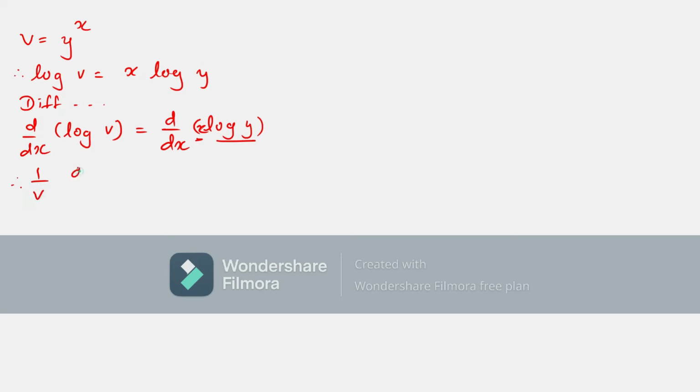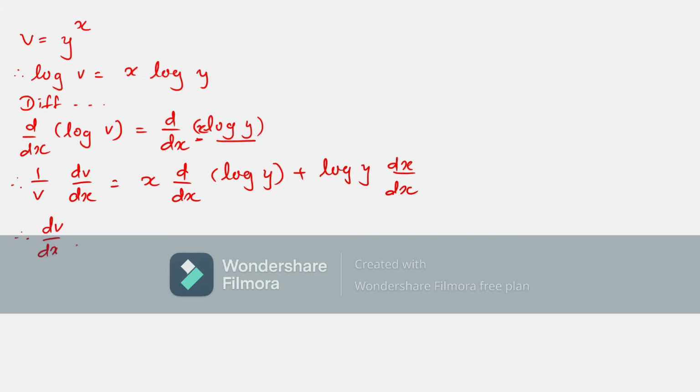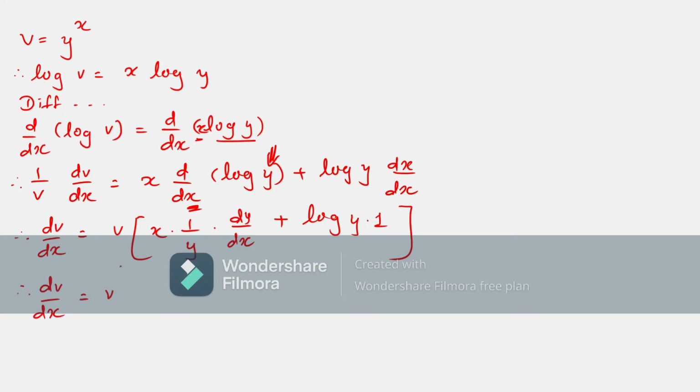On the left, log v gives 1 by v and dv by dx as it is. On the right, first quantity as it is, differentiation of second quantity, plus second quantity as it is, differentiation of first quantity. dv by dx as it is, v will be multiplied to that side, x as it is, the differentiation of log y is 1 by y, but the product rule should be applied, so dy by dx, since we are differentiating with respect to x and this is y, that is why dy by dx is required. Log y, dx by dx is 1, and that is why dv by dx is equal to v. What is v? Let us substitute v also: y to the power x.